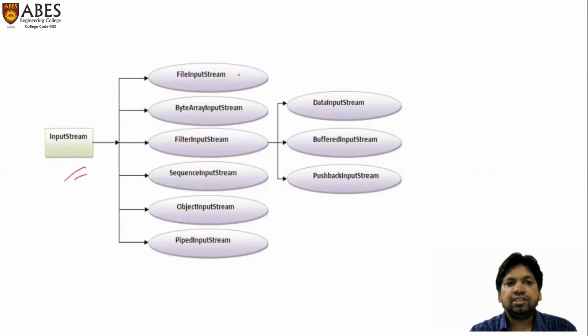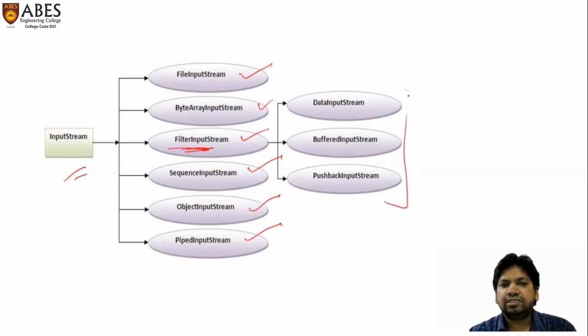Complete picture. First is file input stream. Second is byte array input stream, filter input stream, sequence input stream, object input stream, piped input stream. The filter input stream is also divided into three types: data input stream, buffered input stream, and pushback input stream. That is somewhat different from the output stream. Okay, so this is a complete picture of the input stream and output stream.